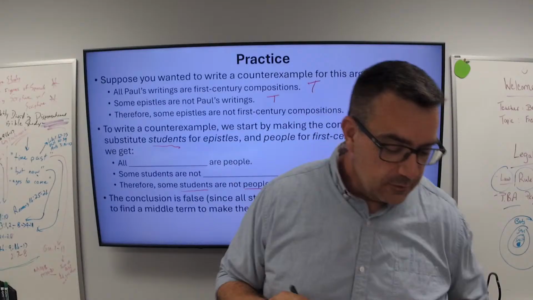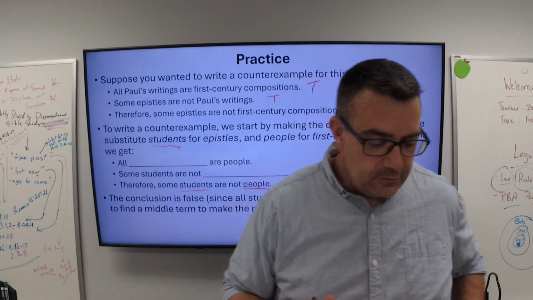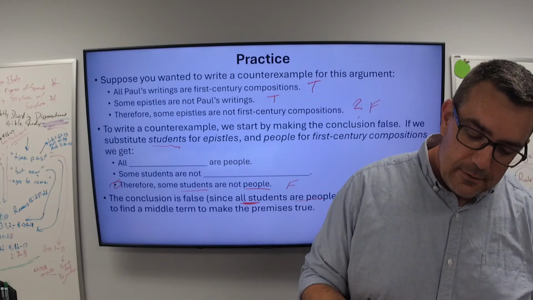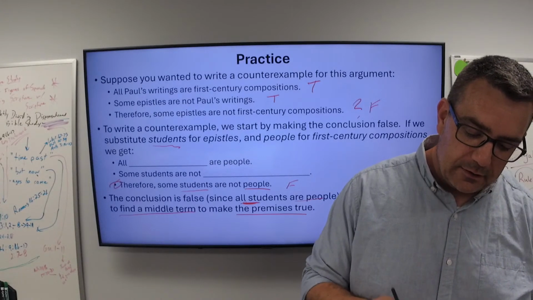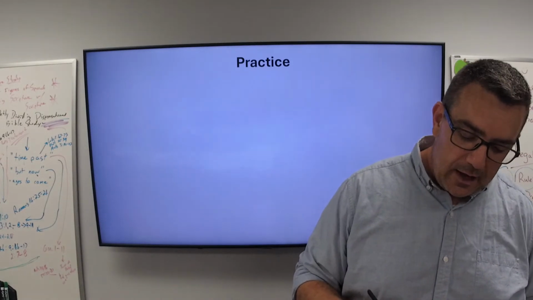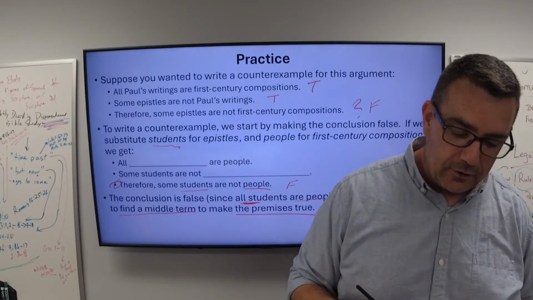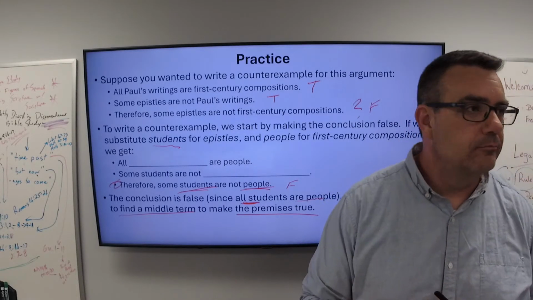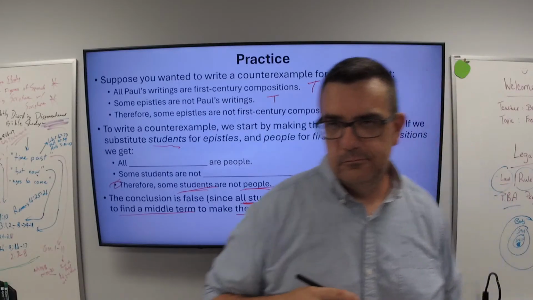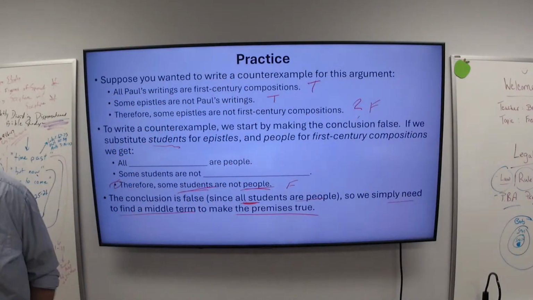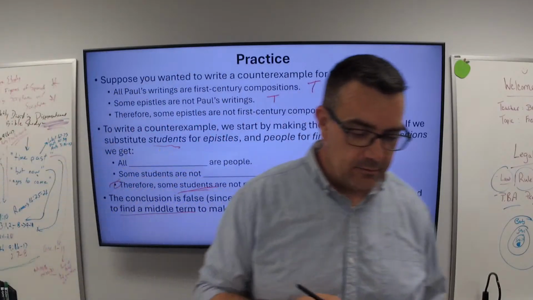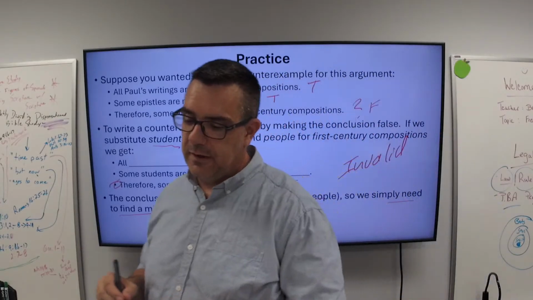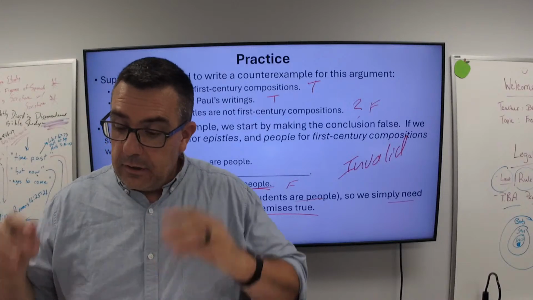So we'll just say this: the conclusion is false. Since all students are people, we know that because we can already go to the conclusion and see that. So we simply need a middle term to make the premise true. So the example then is obviously, is this valid or invalid? Is it valid that therefore some students are not people? That can't be valid. So we're talking again here about an argument that's invalid in structure. I apologize for the awkwardness of that last example, but I blame the curriculum.